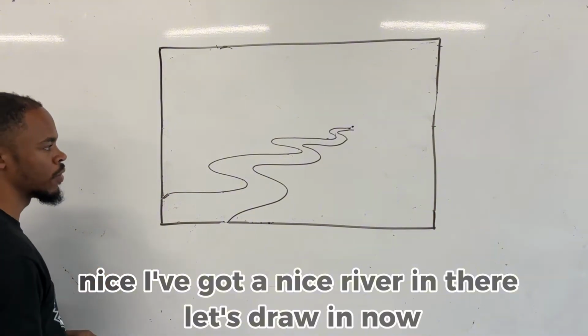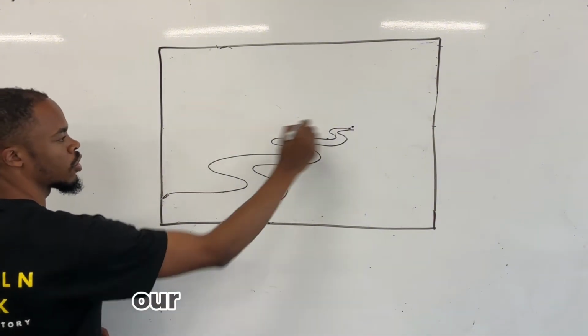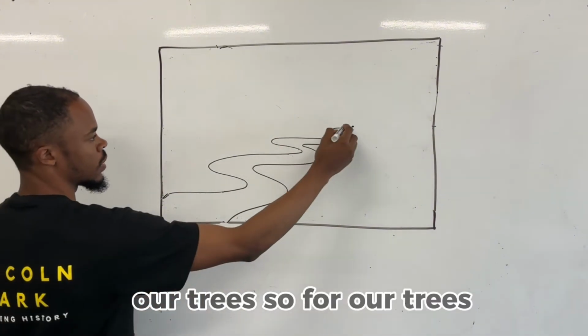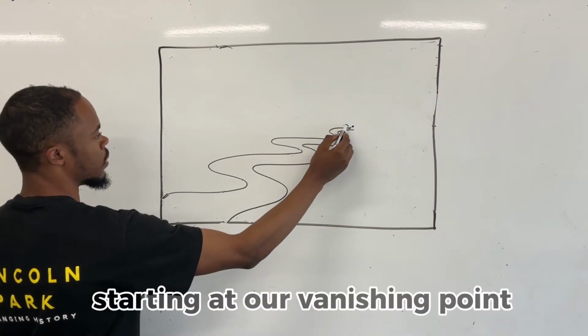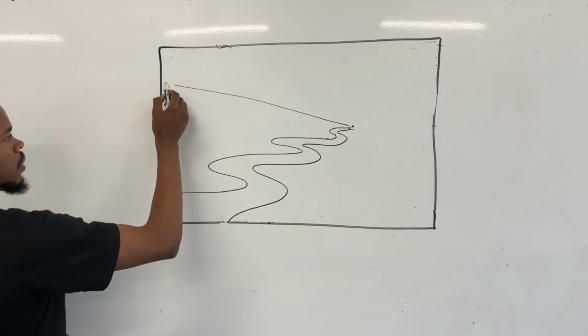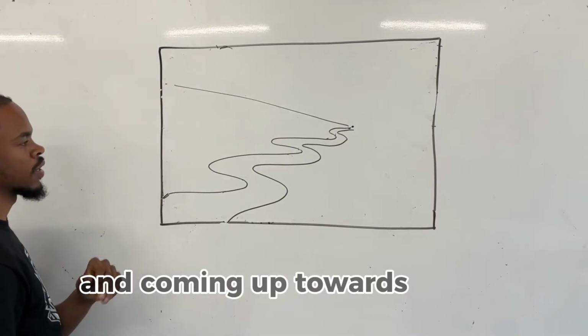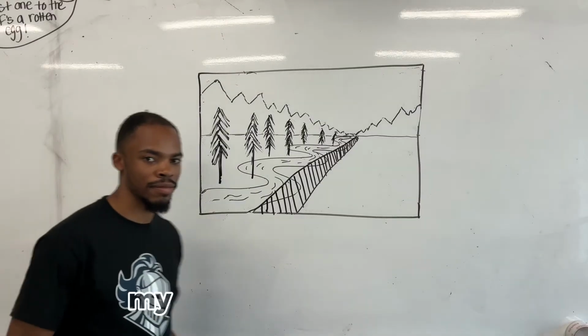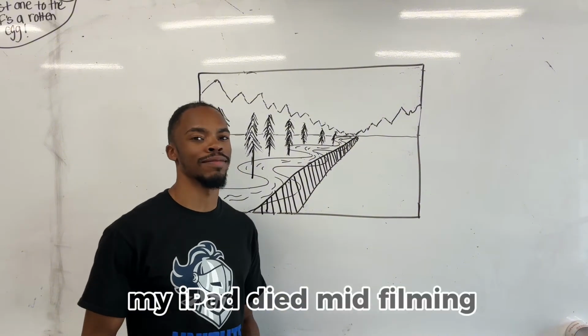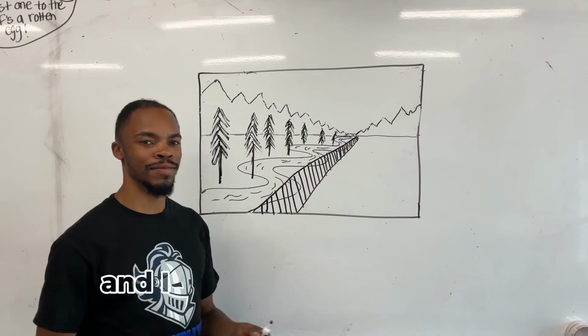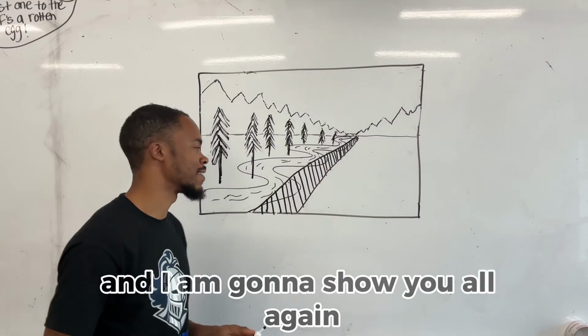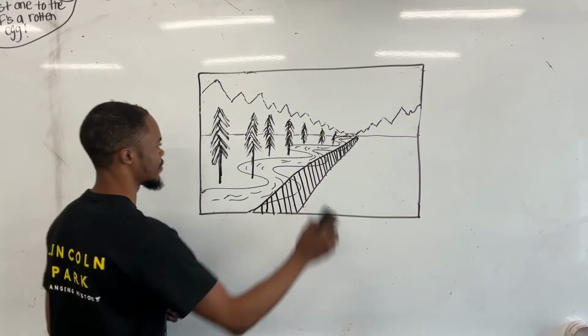Let's draw in now our trees. So for our trees, I'm going to draw, once again, a guideline, starting at our vanishing point and coming up towards the top of the page. My iPad died mid-filming. I'm going to erase this and I am going to show you all again. It hurts.